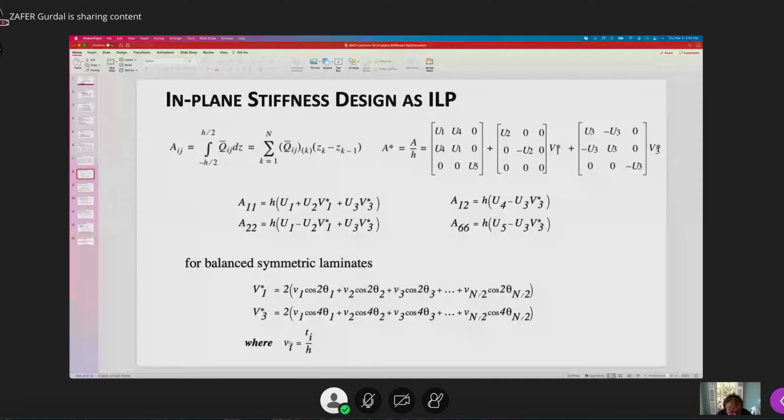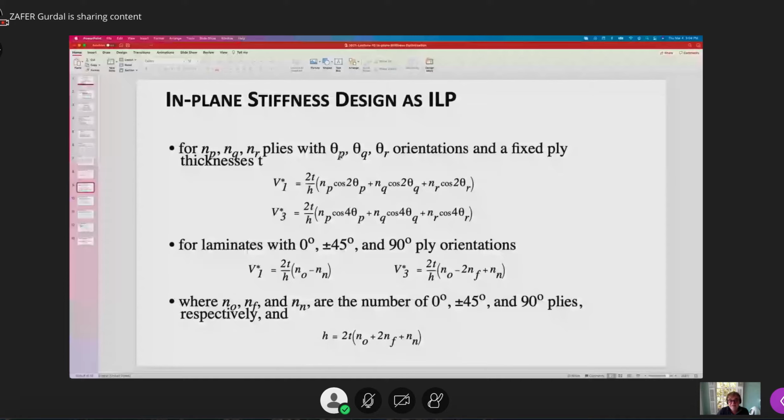Now we're going to try to actually start putting them into some mathematical formulation. And in there, I'm going to pick, for example, 3 different orientation angles, theta P, theta Q, theta R. Now, of course, instead of PQR, I can use another subscript to represent them. Say, for example, instead of P, if I put Z, theta of Z, I may call that to be the 0-degree orientation angle. And theta Q might be plus minus 45. Theta R could be plus 90-degree plies.